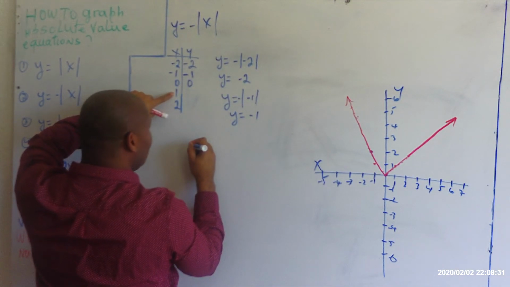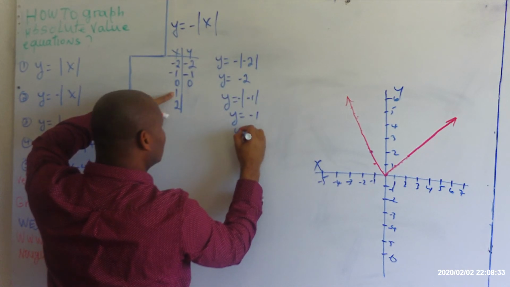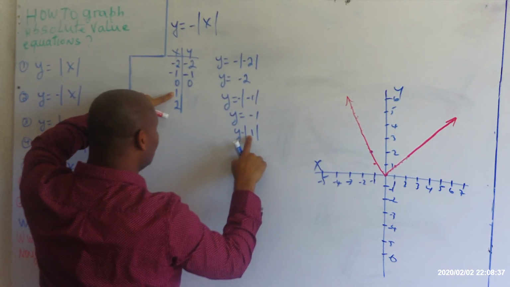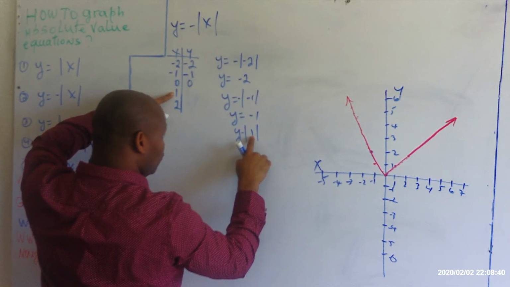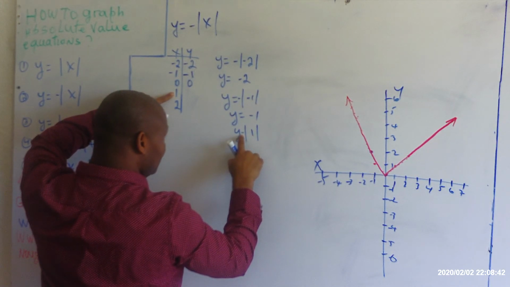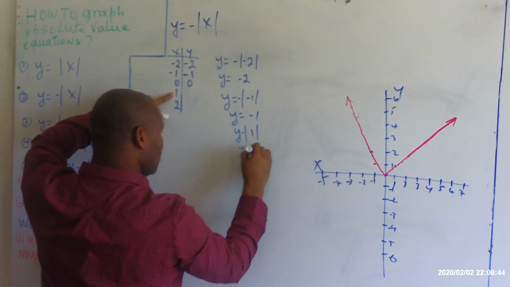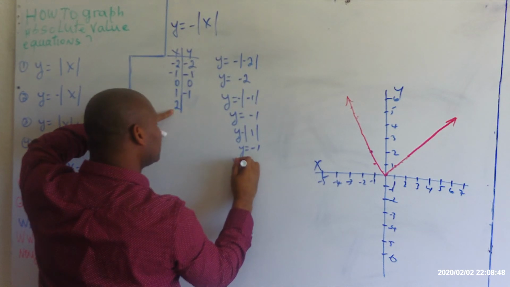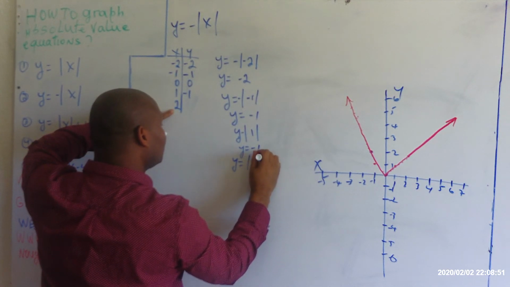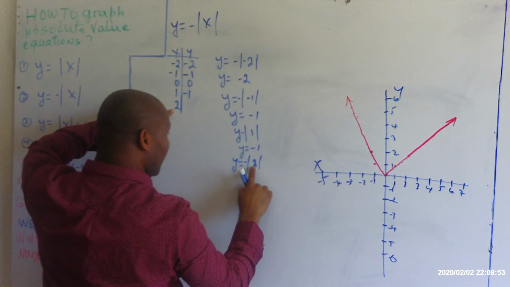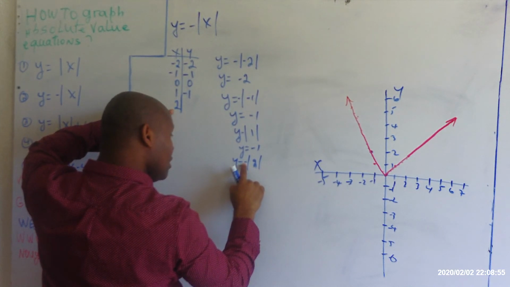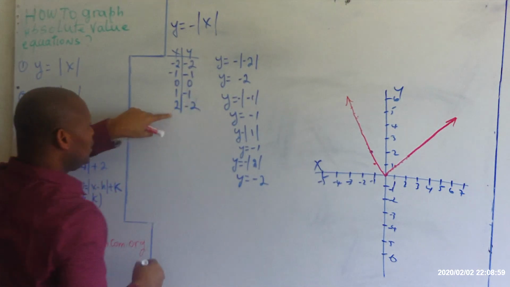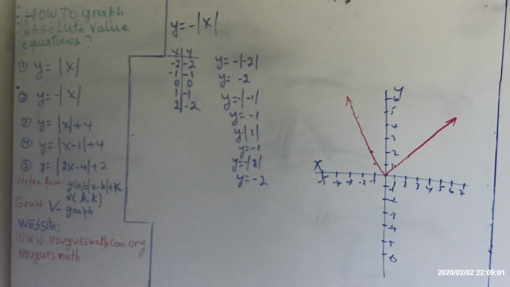Now 1. The absolute value of 1 is 1. Because we have a negative sign, that's going to be negative 1. Then 2. The absolute value of 2 is 2. Because we have a negative sign right here, it's going to be negative 2. We have all the points.